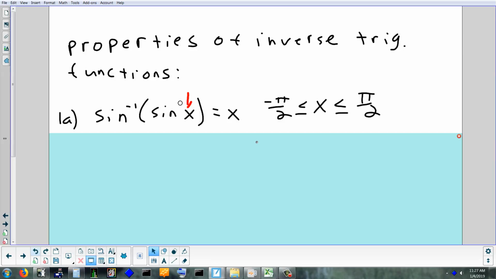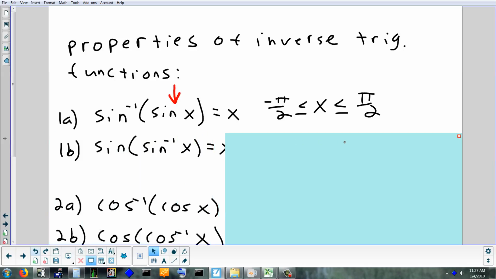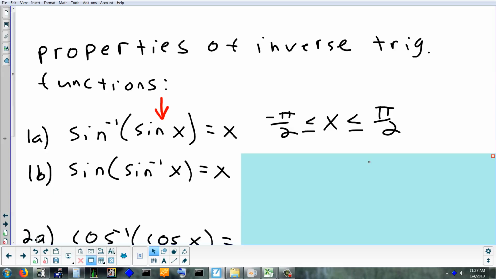Right? So look at the restriction. The restriction is from negative pi over 2 to pi over 2. That's the same restriction that we put on the domain of that function. We said negative pi over 2 to pi over 2. All right? Let's look at this one. It's a little different. Now the inverse is on the inside, and the regular sine is on the outside.